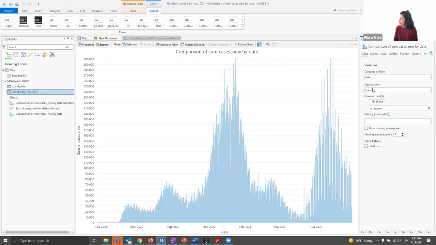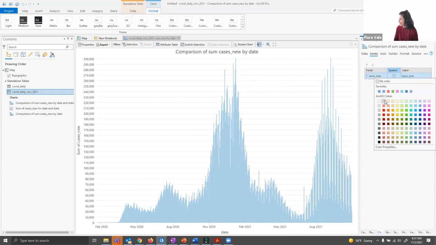Aggregation type is sum. And now we see that pattern that we've been seeing for the last year and a half. And really, I hadn't pulled this data in a while. And it's just so sad to see that this peak is again now as high as it was during what we thought was going to be the worst of COVID. I'm going to change this color to something more familiar, how we're used to seeing this.